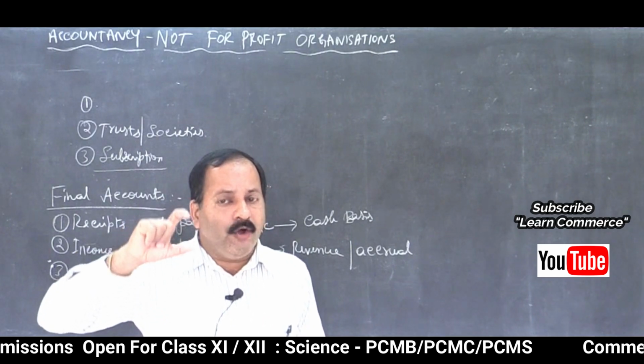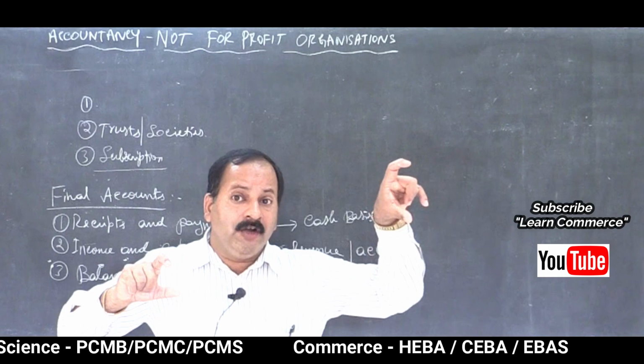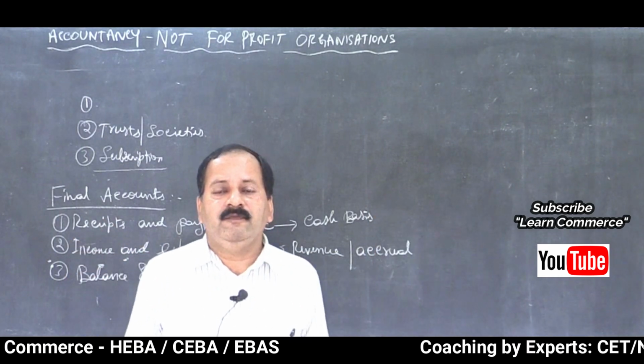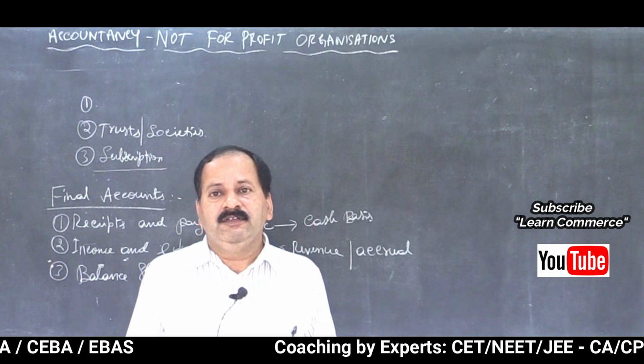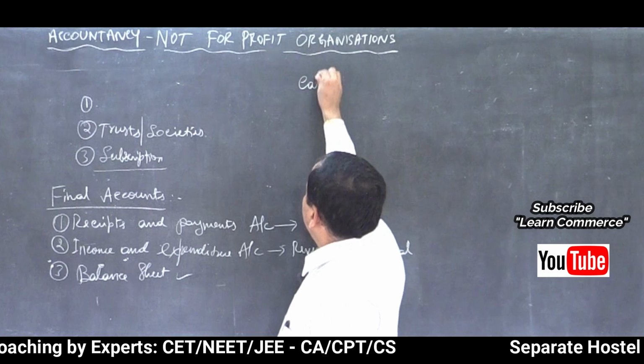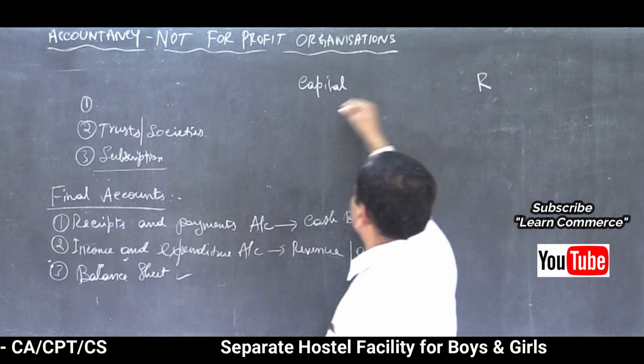So you are getting short-term benefit. Short-term benefit. Here you will get long-term benefit. This is the difference between capital and revenue. Very simple. There are 2 types under each: capital and revenue. I will take up here revenue.